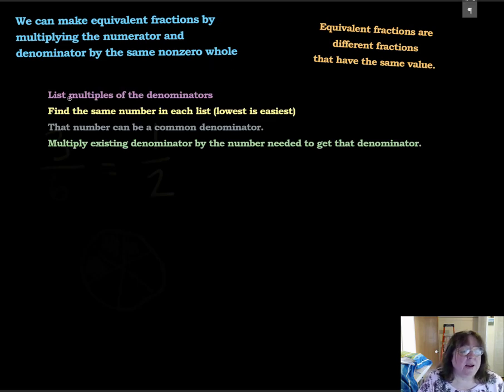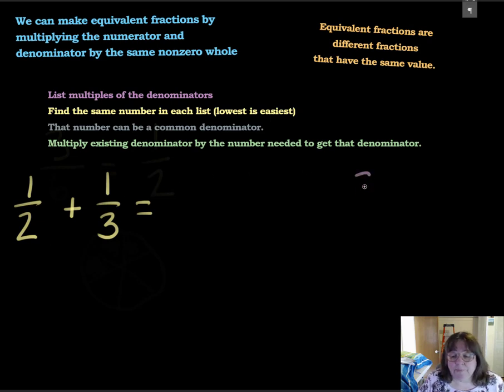Okay, the first step. List multiples of the denominators. Let's say you want to add 1/2 plus 1/3. Well, we'll just stick with that right now. You want to list the multiples. Okay, so list the multiples of the denominators. I'm going to start with 2. 2, 4, 6, 8, 10. I could have stopped earlier, but I don't know why I didn't.